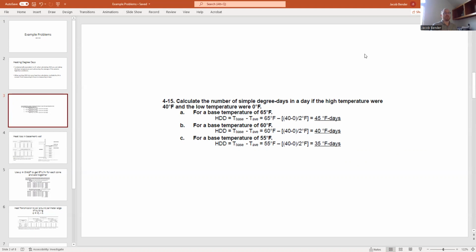Again, if you were looking at your heating loss for those components, then you'd be putting in the degree days in place of your delta T in the Q equals UA delta T equation, and multiplying by 24 to get your total quantity.